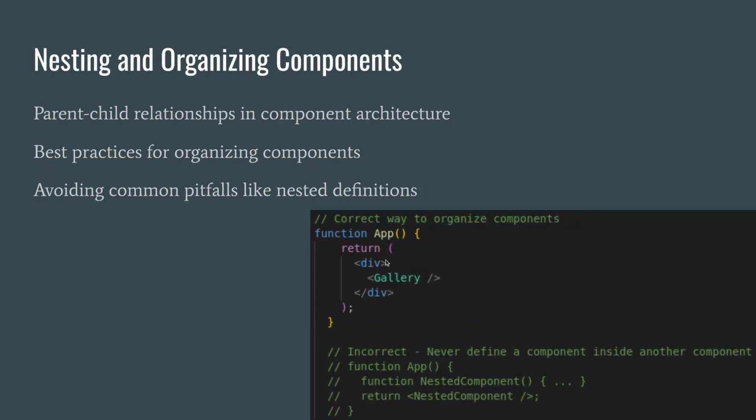So if you look at this example, this first one is the correct way of organizing components, where you can see the gallery being used within an app component. You want to make sure to avoid defining components within other components. As you can see, the commented out example defines nested components in the app component. You definitely want to avoid this.